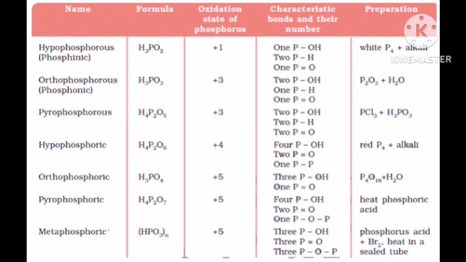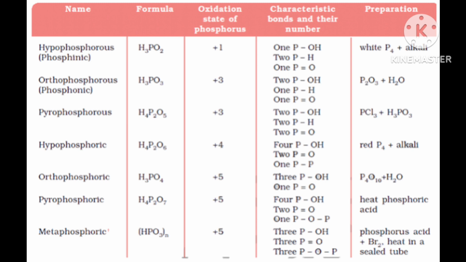Hypophosphorus acid. Its molecular formula is H3PO2 and the oxidation state of phosphorus is +1. First I will tell these things, oxidation state and molecular formula. After that other things I will tell. The first acid I told you is hypophosphorus acid, molecular formula H3PO2 and oxidation state of phosphorus +1.